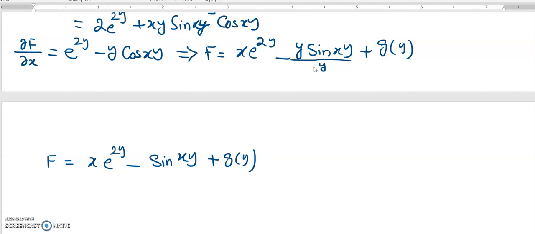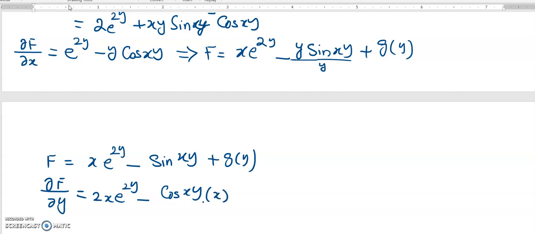So for g of y, we will differentiate f with respect to y. So now we are going to differentiate with respect to y, so it will be 2x e power 2y minus cosine of xy times x, and then plus g prime of y.